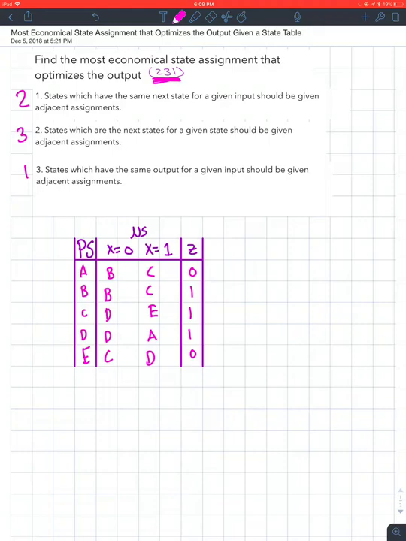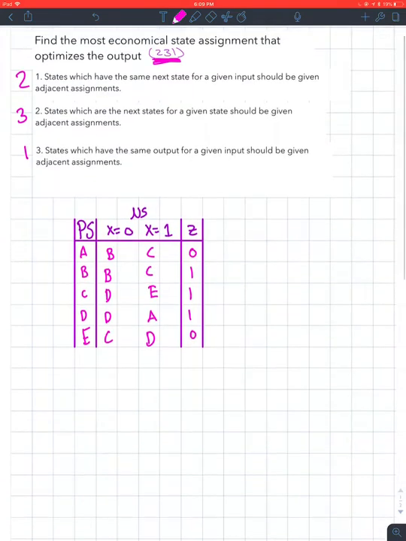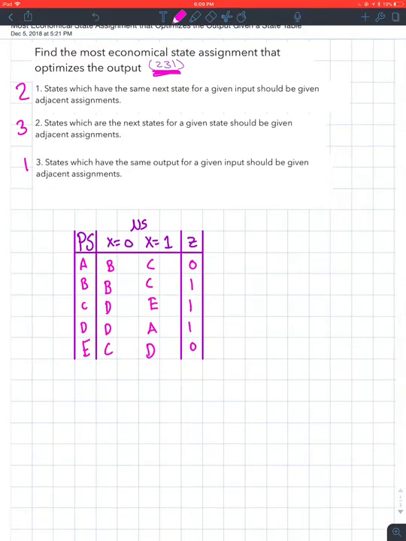So that means that step 3 now becomes step 1, and step 1 now becomes step 2, and step 2 becomes step 3. That's all that means. So we're going to do step 3 first. It says states which have the same output for a given input should be given adjacent assignments. The reason I put these here is so that you don't have to memorize the steps in different orders. You just memorize it one way, then remember the number, and you know both ways now.